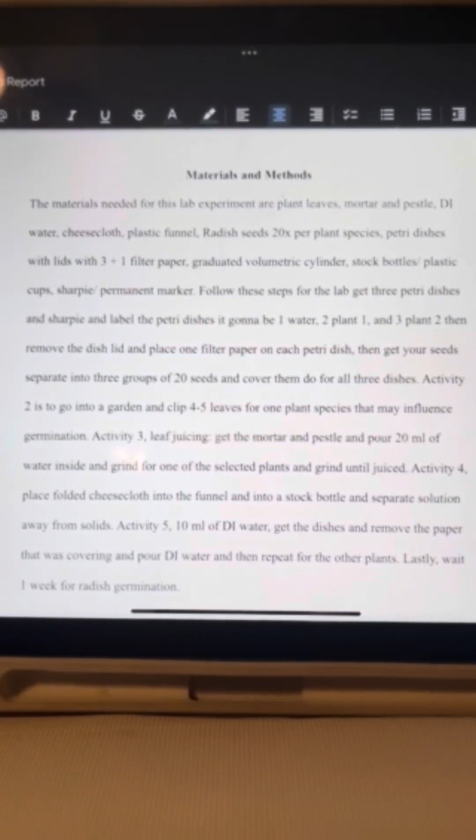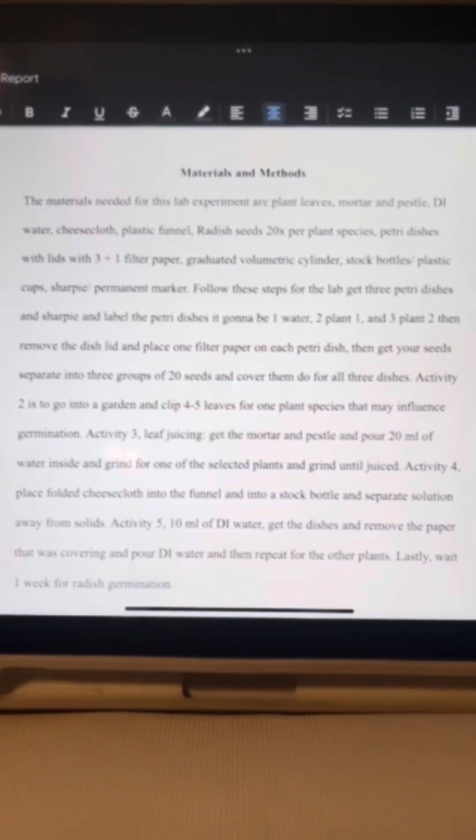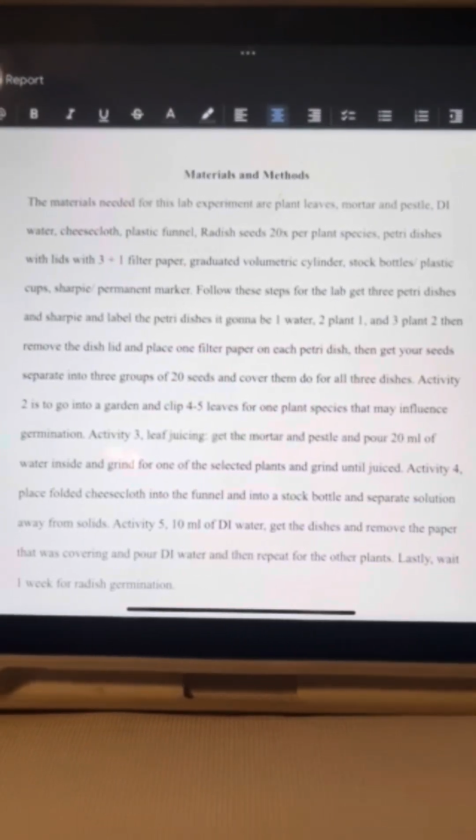In activity 2, we went to the garden and clipped about 4 to 5 leaves, maybe a little more just in case.